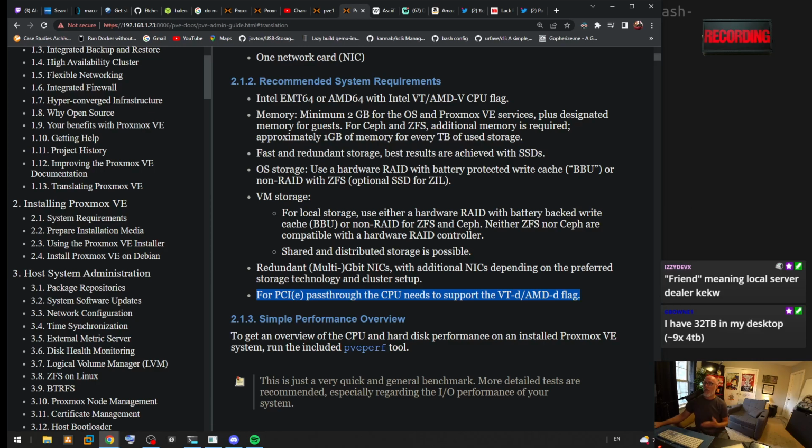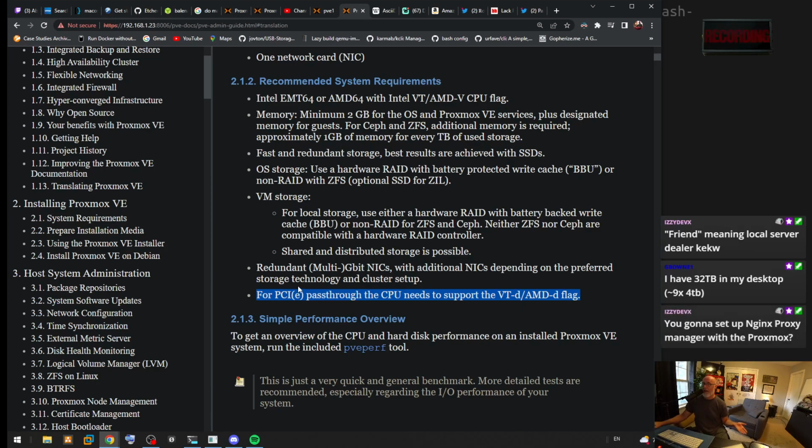This is one of the reasons you might want to buy a workstation or server tower as your minimum, because a lot of the consumer grade hardware is not going to have this kind of stuff in it. Some of the consumer grade hardware is not even going to have hypervisor support.